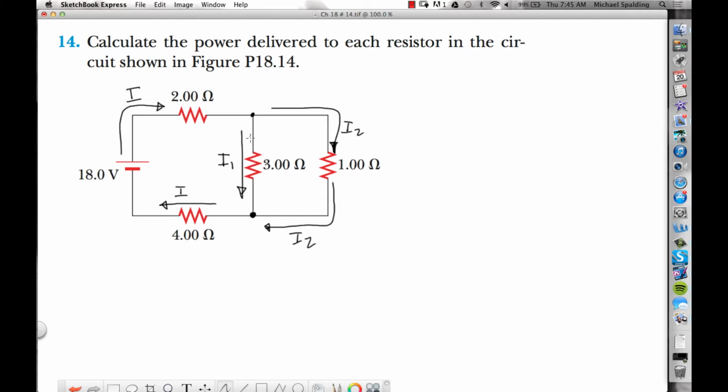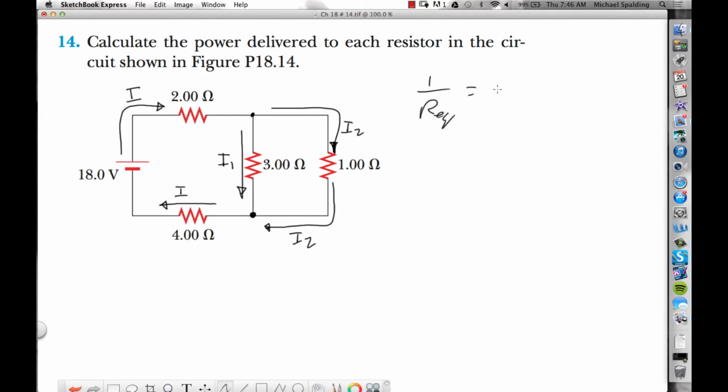Okay, now the key to circuit problems is to simplify. So the first thing that we want to simplify here are these 2 resistors that are in parallel, because didn't the circuit split right there? It branches. So that means the 3 and the 1 are in parallel with each other. So the way you simplify resistors in parallel, you use the 1 over equation, and then these guys are going to simplify to 0.75.